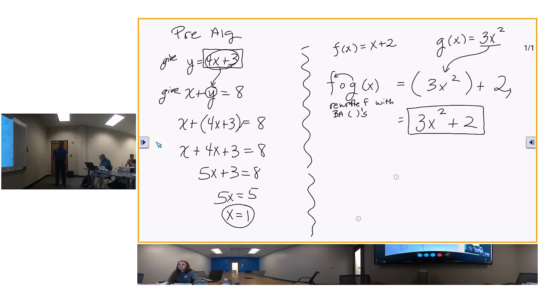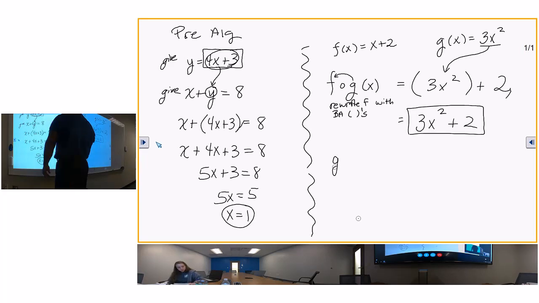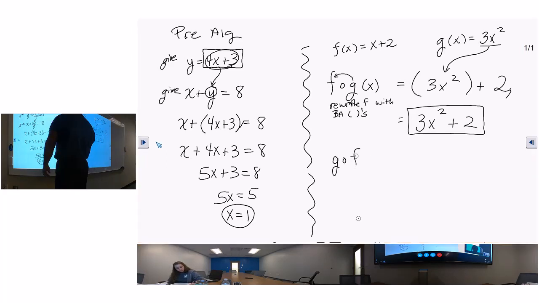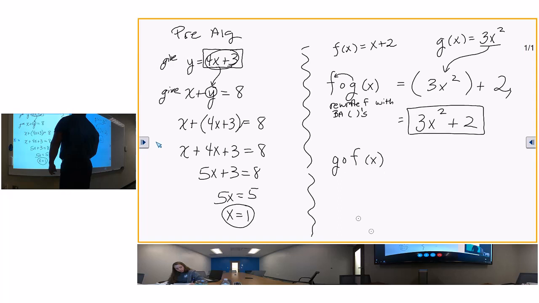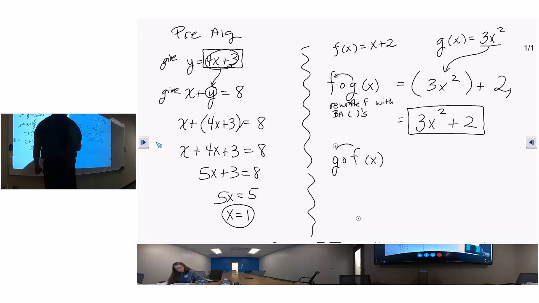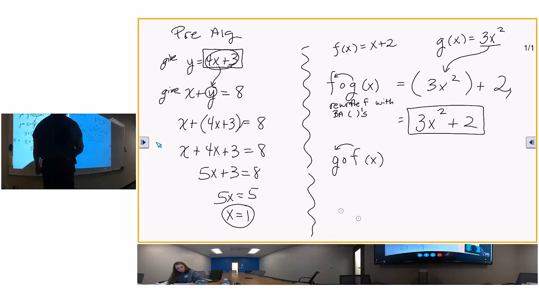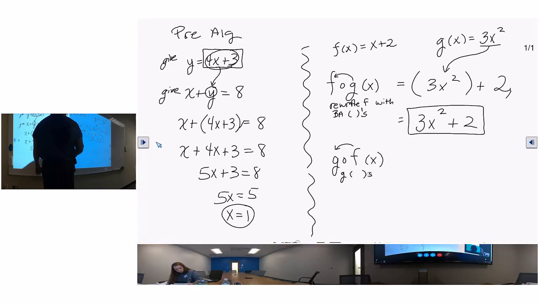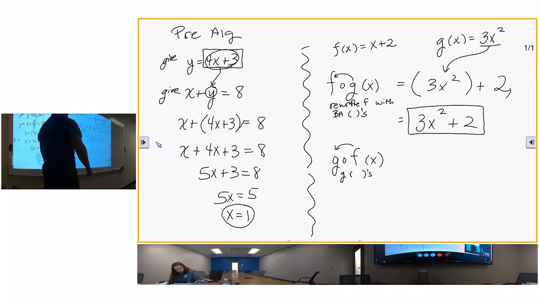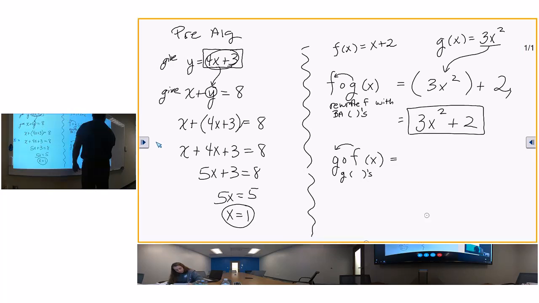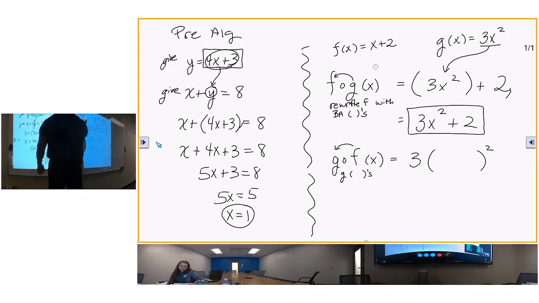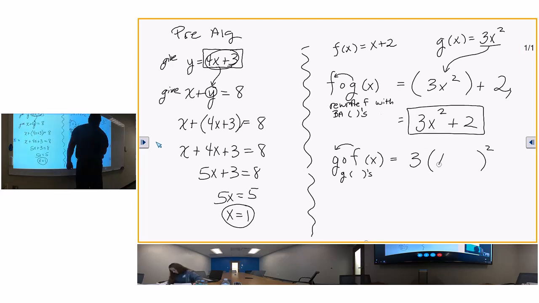Now do the other way, G composed of F of x. So that means I'm going to plug F into G. So I'm going to write G with a big set of parentheses. So I'm going to go over here and write 3 parentheses squared. And what am I going to plug into that set of parentheses? x plus 2. x plus 2.